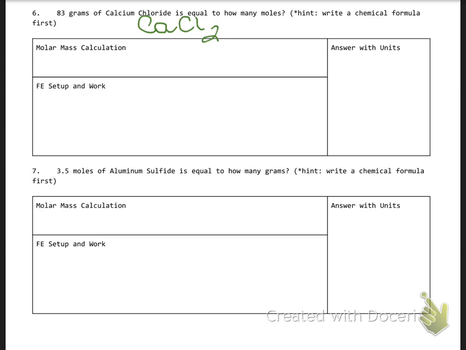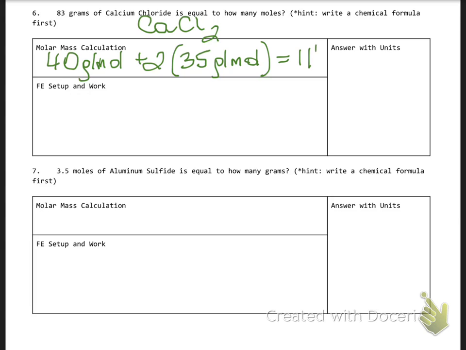We're going to calculate molar mass because molar mass is the conversion factor that allows us to go between grams and moles. Every calcium atom is 40 grams per mole. And then we have 2 chlorides, and each chloride is about 35 grams per mole. So together, when we add it all up, it is going to be about 111 grams per mole.